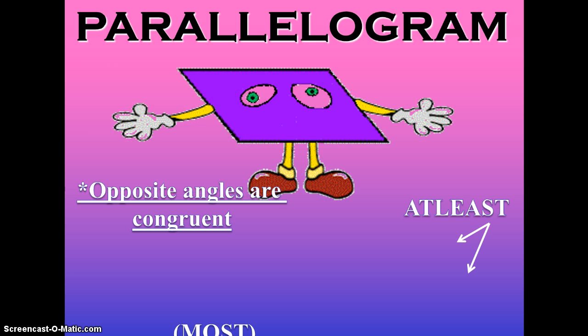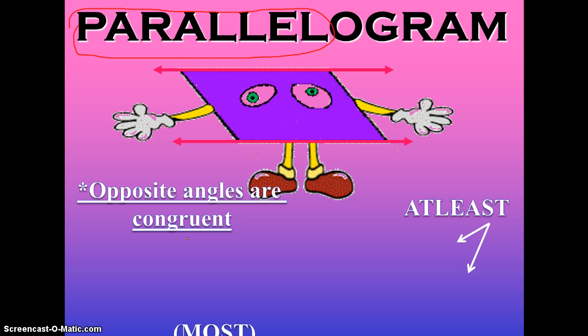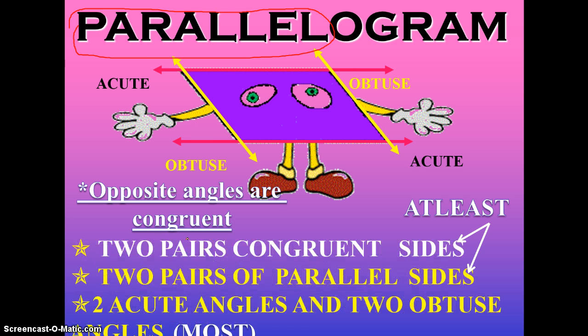The first quadrilateral we're going to talk about is our parallelogram. Emphasis on that portion of the word, parallel. So a parallelogram is made up of two sets of parallel sides. Opposite angles are congruent, so that means they are the same, and it has at least two pairs of congruent sides and two pairs of parallel sides.